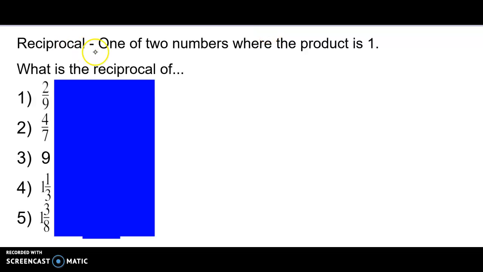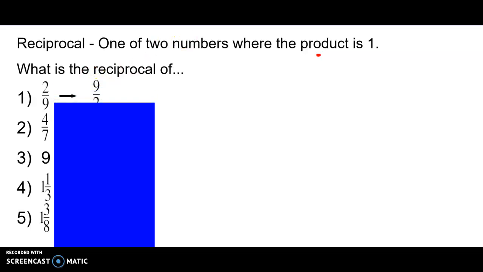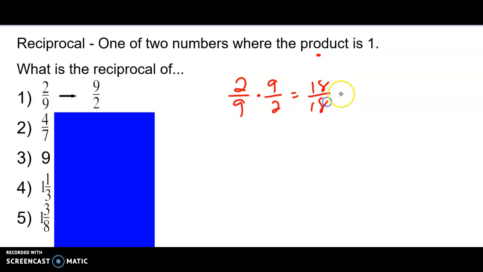What is a reciprocal? A reciprocal is one of two numbers where the product is 1. Remember, product is the answer to multiplication. So the reciprocal is found when you multiply by a number that gives you 1. In other words, the reciprocal of 2/9 is 9/2. Let me show you why. 2/9 times 9/2 gives me 18/18, which is another name for 1. So when I multiply by the flip, the handstand, it gives me 1. So the reciprocal of 2/9 is 9/2.